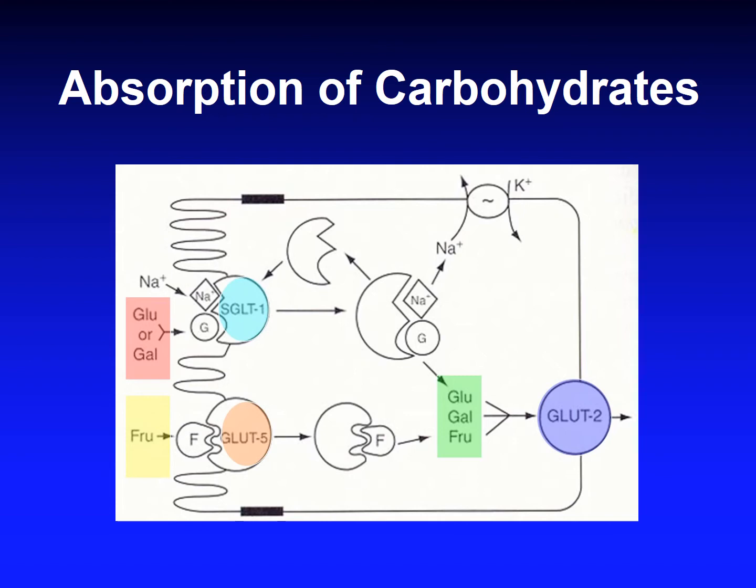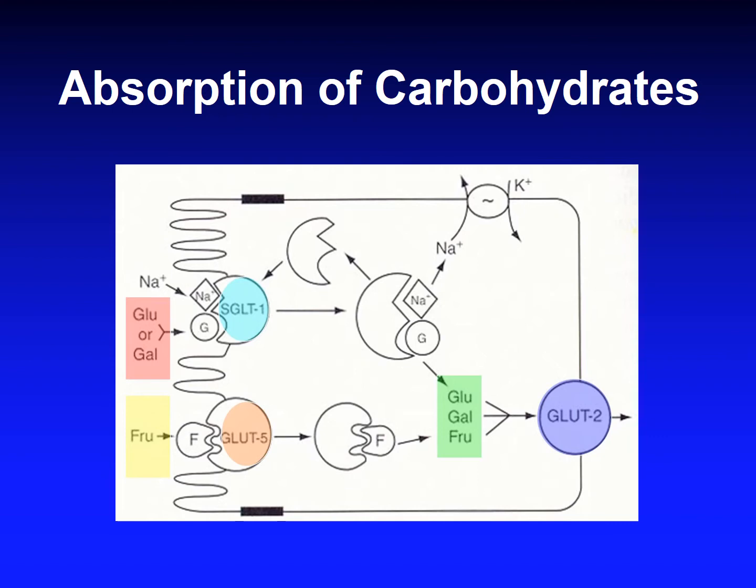Now, we want to get the end product, which is glucose, galactose, and fructose, into the enterocyte first. This is the first step of absorption. Then the second step of absorption is to get it to the bloodstream. So for the first step, to the inside of the enterocyte, we require a couple of carrier proteins. We call them SGLT1, which carries glucose and galactose, and GLUT5, which carries fructose.